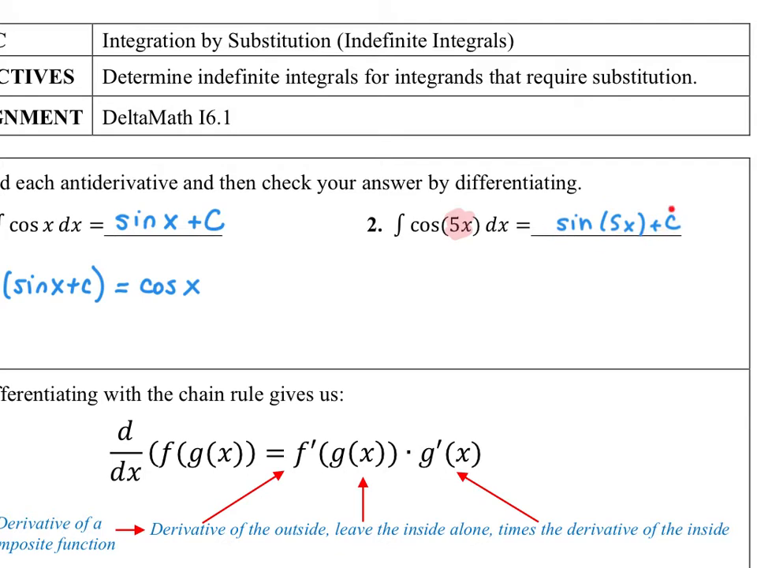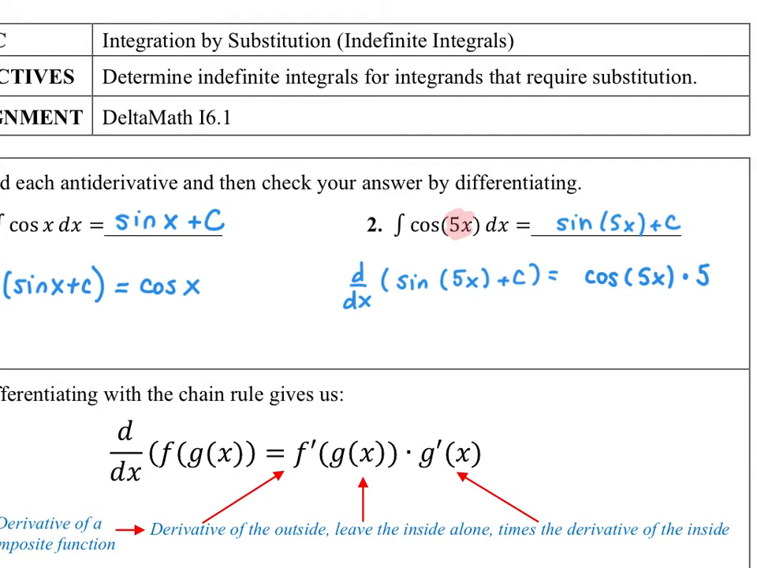I should be able to take the derivative of my answer and end up right back with the original problem. Let's check that out. So here, if I do the derivative of my answer, sine of 5x plus c, when I do the derivative of sine 5x, I have to engage the chain rule. So it's going to look like this. When I do this derivative of the outside, that's the cosine, leave the inside alone as the 5x, times derivative of the inside, puts this multiplying by 5.